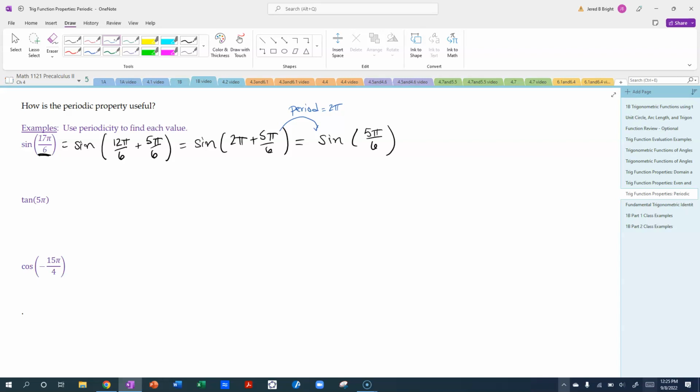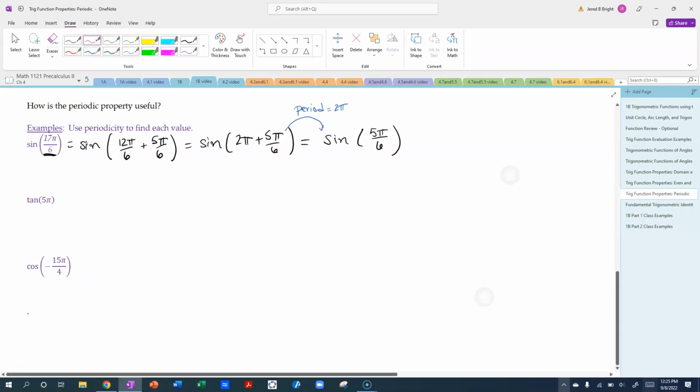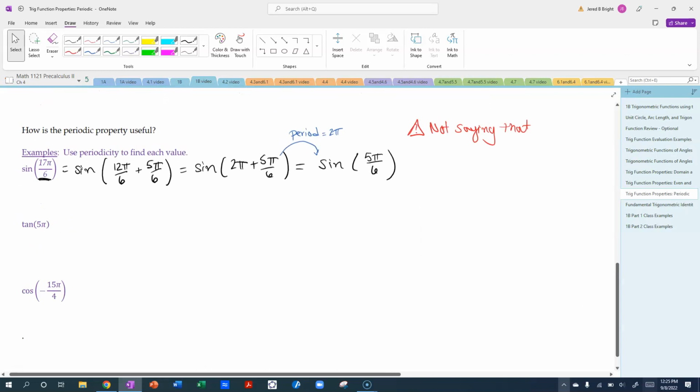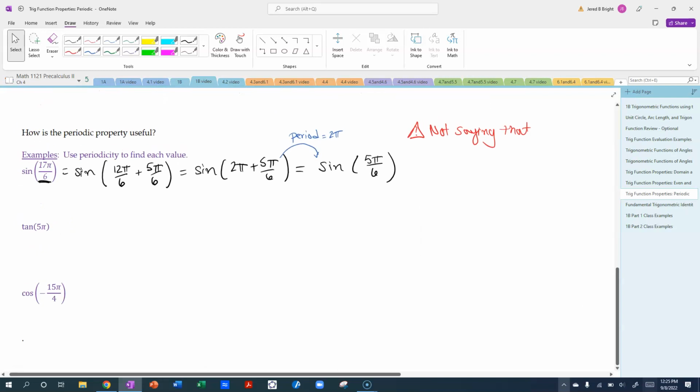Now, here's a caution, okay? I am not saying that 17 pi over 6 equals 5 pi over 6. I fully recognize that these are different angles. However, they are coterminal. Okay?